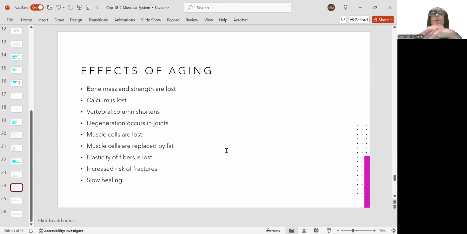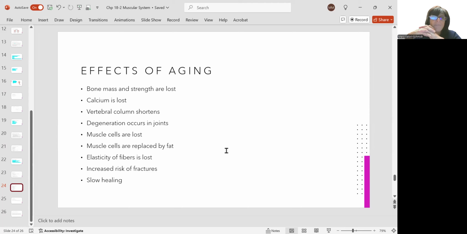The vertebral column does shorten. Hey, people will get shorter as they age. Some people get really shorter as they age. Some people just lose a little. I mean, I was 5'6.5" and I'm 5'6", so I have lost like a half an inch. Not so bad, but still. Degeneration in the joints, wear and tear, the knees, the hips, right? From over and over repetitive movements.